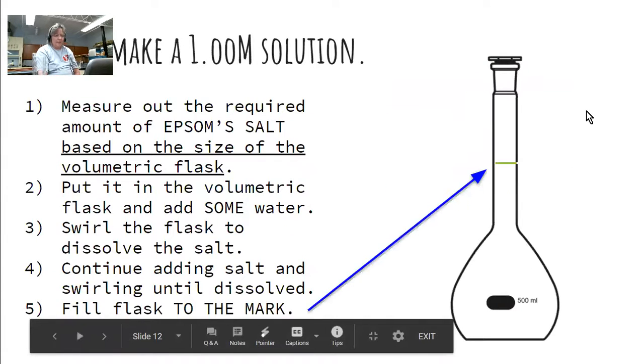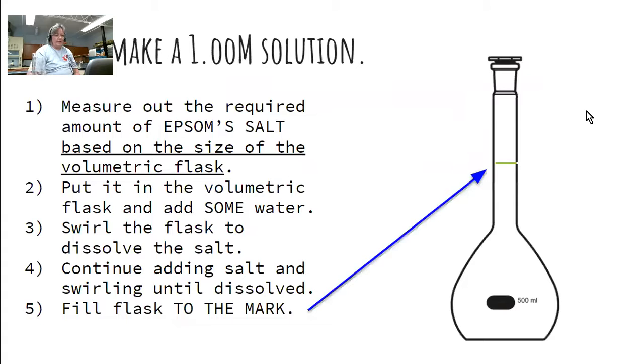Now to make the solution, we're gonna measure out the required amount of Epsom salt based on the size of the volumetric flask, put it in the volumetric flask and add some water. We're gonna swirl the flask to dissolve the salt because we want it all dissolved. And then we're gonna continue adding salt and swirling until it dissolves.